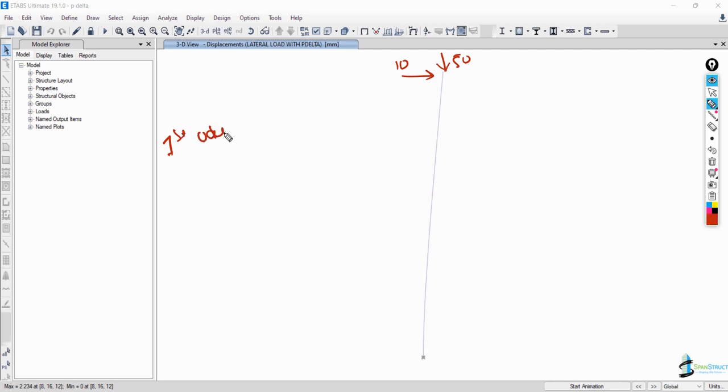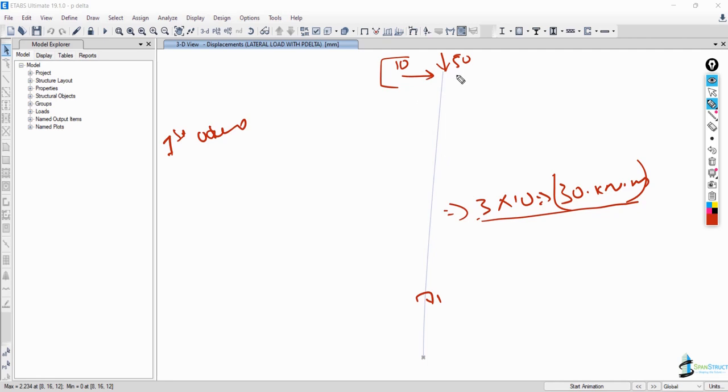So when we apply the lateral forces here and count the moment, this moment is very simple: you will get a moment of 30 kilonewton meter, that is 3 multiplied by 10, because we have applied a 10 kilonewton load and the height is 3 meter. But when the force got applied, it also got deformed. So if I count the deformation here, I think it was 2.2234 mm. This was the deformation we got due to this.